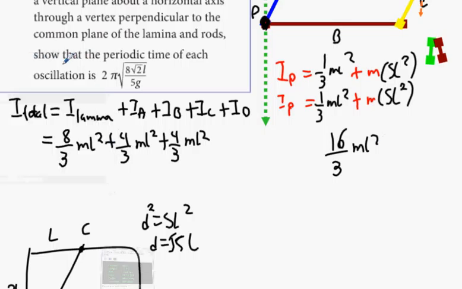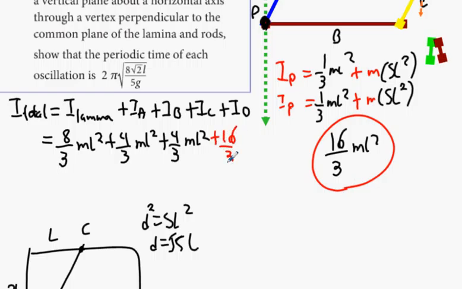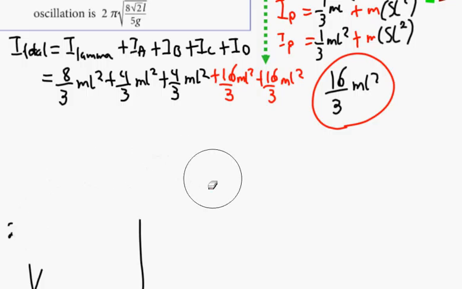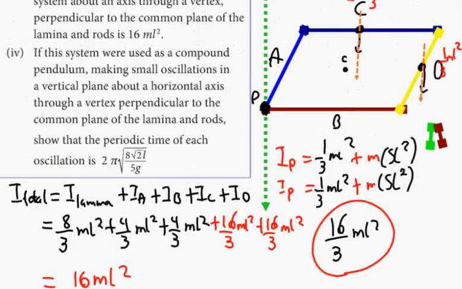Anyhow, now this one here, guys, your 16 over 3 ml squared. There's two of them, so the IC and the ID are both 16 over 3 ml squared and 16 over 3 ml squared. Now that one's a bit of a mouthful, but what we can do next is just add them all together. Let's save me the hassle of that, and we'll say the answer is 16 ml squared. Okay. Done.